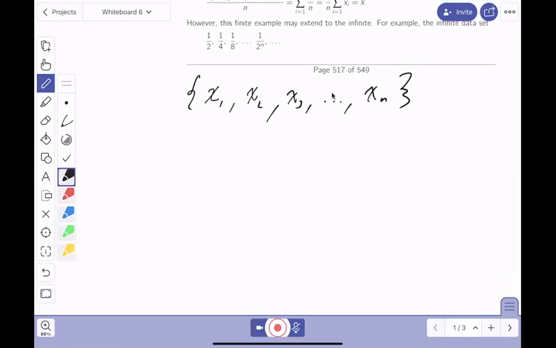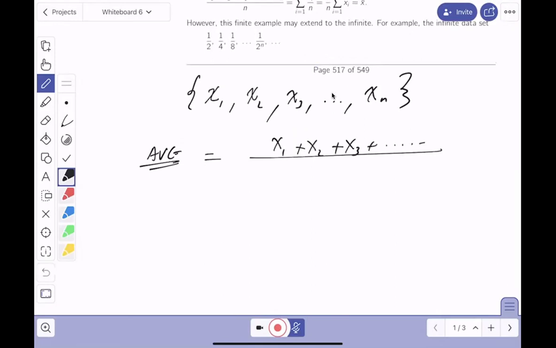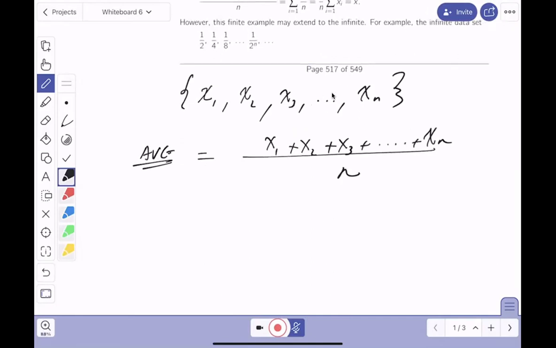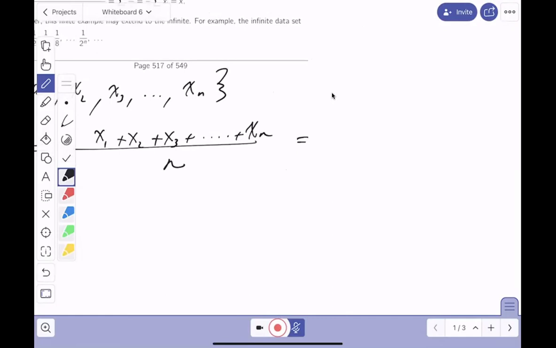What do we do to get the average? The average, very simple. All you have to do is add those numbers together. So x1 plus x2 plus x3 plus yada, yada, yada, up to xn, over n. That would be the average. What do we typically call that? Well, x bar.